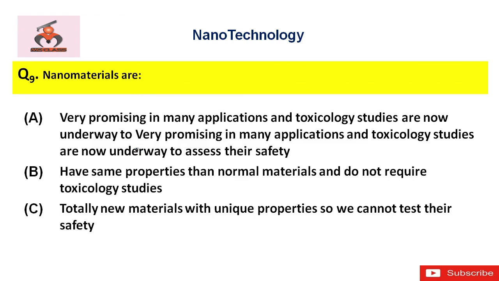In question number 9, nanomaterials are very promising in many applications, and toxicology studies are now underway to assess their safety. The second option says they have some property that normal materials don't, so they don't require toxicology study, being totally new materials with unique properties, so we cannot test their safety. But nanomaterial is not a new material, it has been studied for a longer period. So we can test their safety.